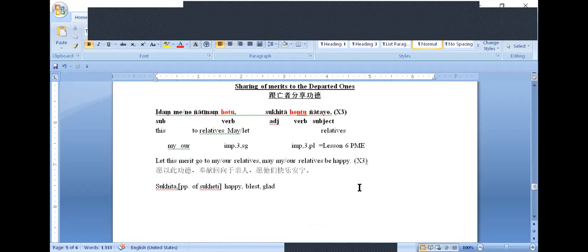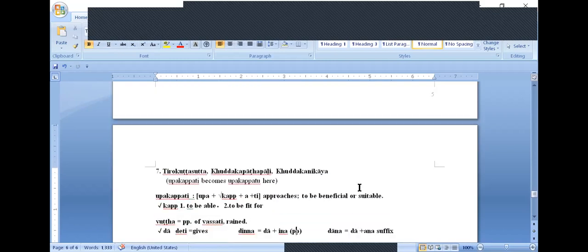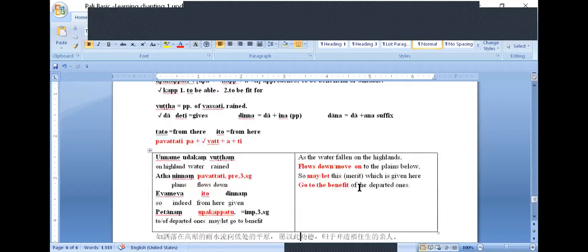Alright, any question up to here? If not, I will go to the Alavaka Sutta. This is just to show you all how we use the present tense, how we use the ito, right? This adverb here, and how we use this imperative with the tu here.